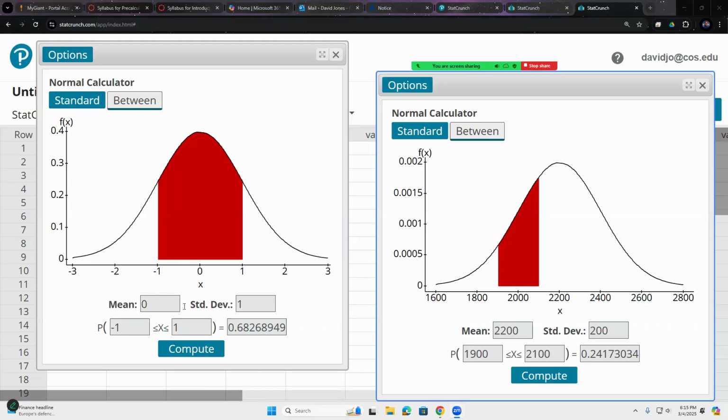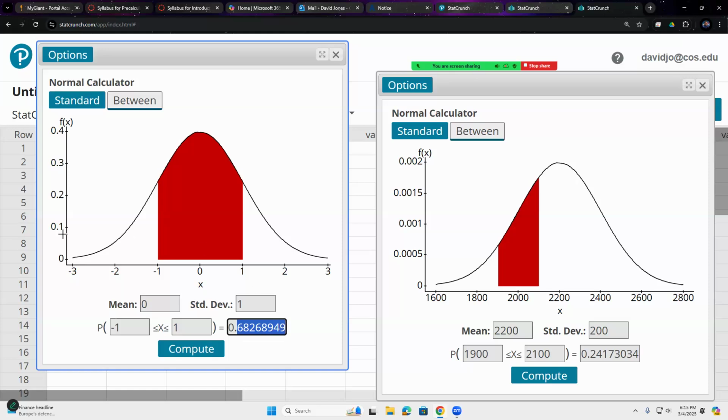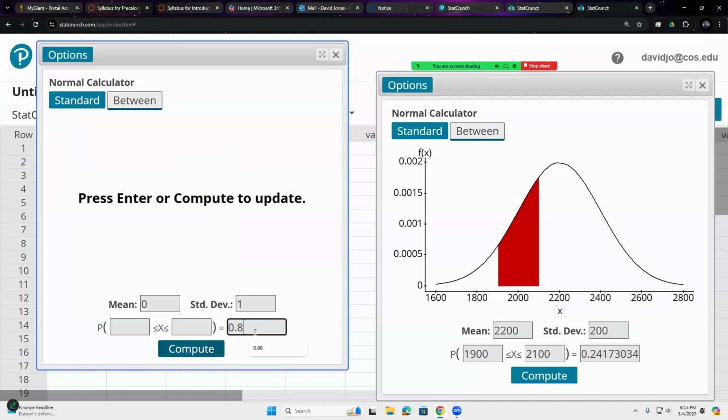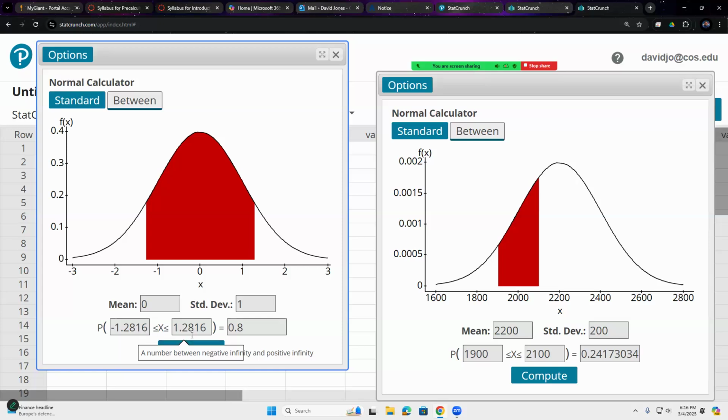Alright, so we got our Z-score thing over here. If I want 10% on the left and 10% on the right, how much should I have in the middle? I should have 80, right? Should be 100% total, and if I knock off the 10 on the left and the 10 on the right, I should have 80. So let's call this 0.8. I'm going to change this box, not the between boxes, and watch what happens. It tells me the Z-scores. It'll give you the Z-scores.